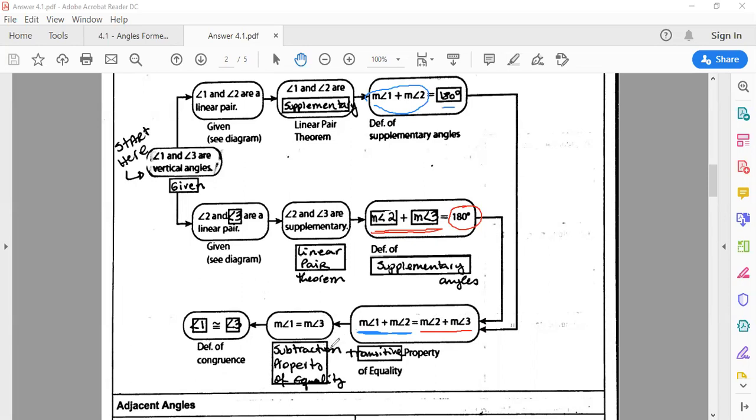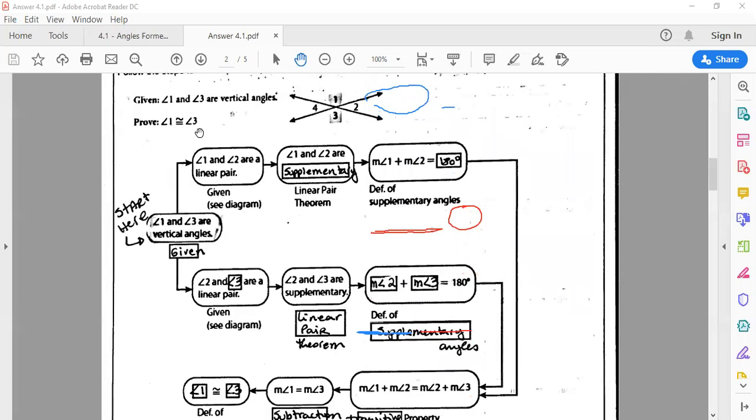Now, we use the subtraction property of equality, right, to eliminate angle 2 from both sides. And then we end up with the measure of angle 1 is equal to the measure of angle 3. Okay, so that was the subtraction property of equality. And then angle 1 is congruent to angle 3. That's the definition of congruency. Okay, and that's the end of our proof because we went back to what we were trying to prove right here. Angle 1 is congruent to angle 3. That's always our final statement.